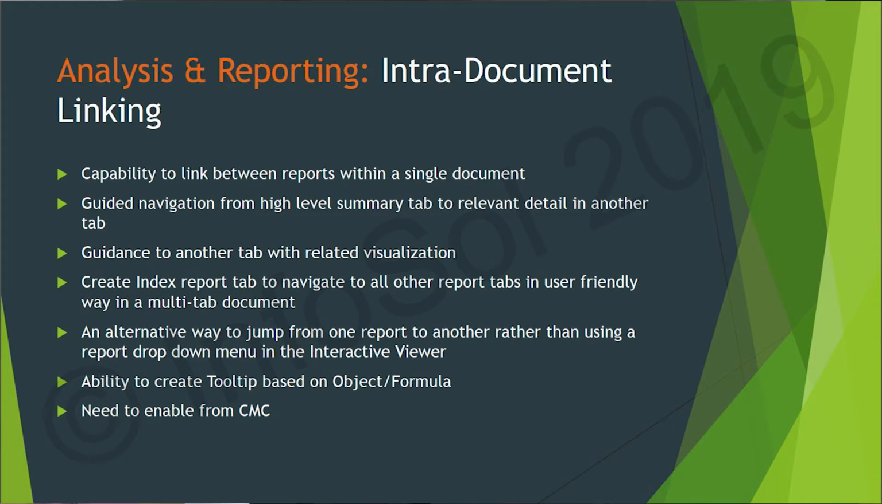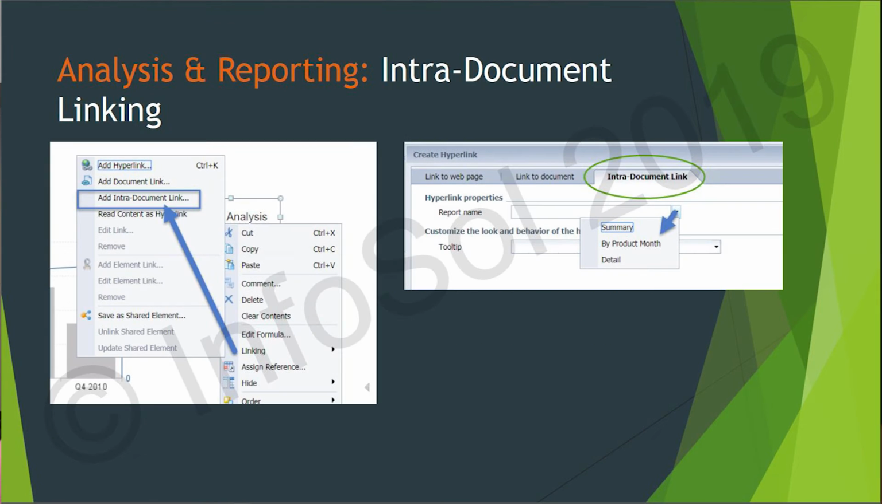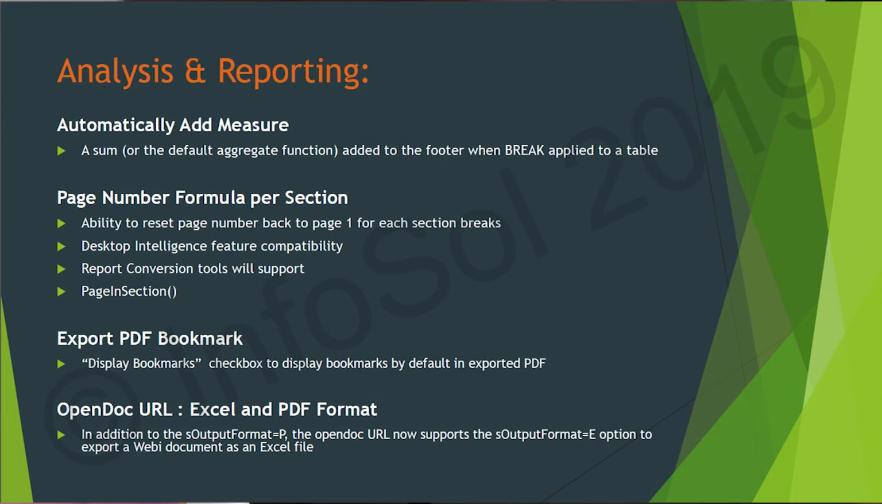This feature has to be enabled from the CMC by your administrator. And if you have used document linking, setting up this intra-document linking is very similar to that. You take any cell, add linking, intra-document linking, and select the reports from the list of reports you have, and then it's easy to set up from there.